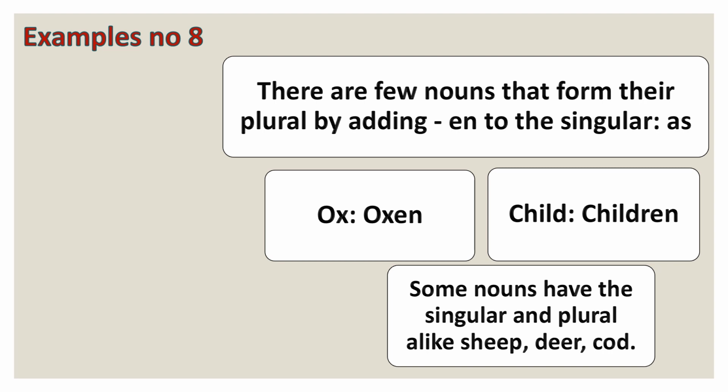Number 8. There are a few nouns that form their plural by adding en to the singular, as ox. When we add en, it will become oxen. Like child, when we add en, it will become children. Some nouns have the singular and plural alike, like sheep, deer, and fish.